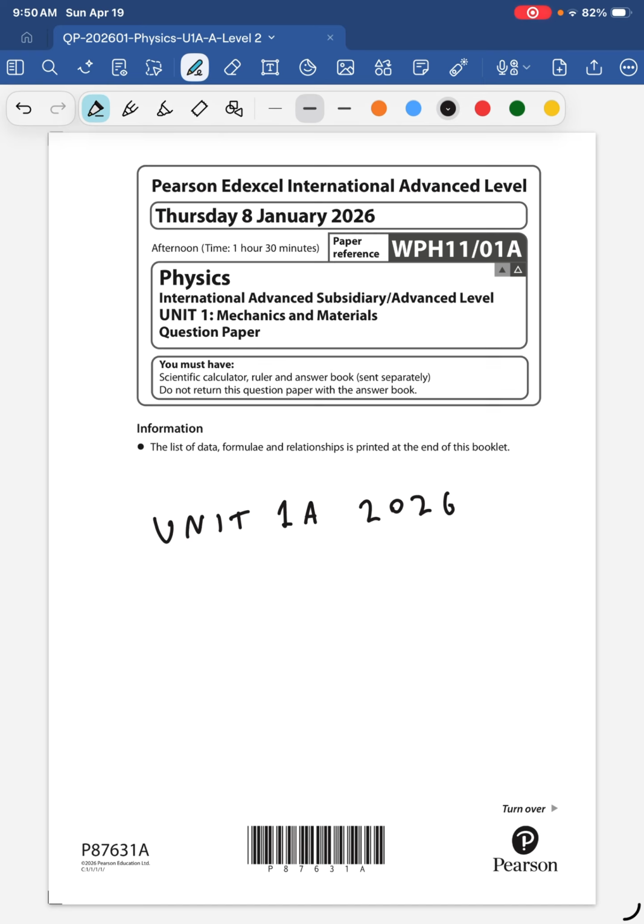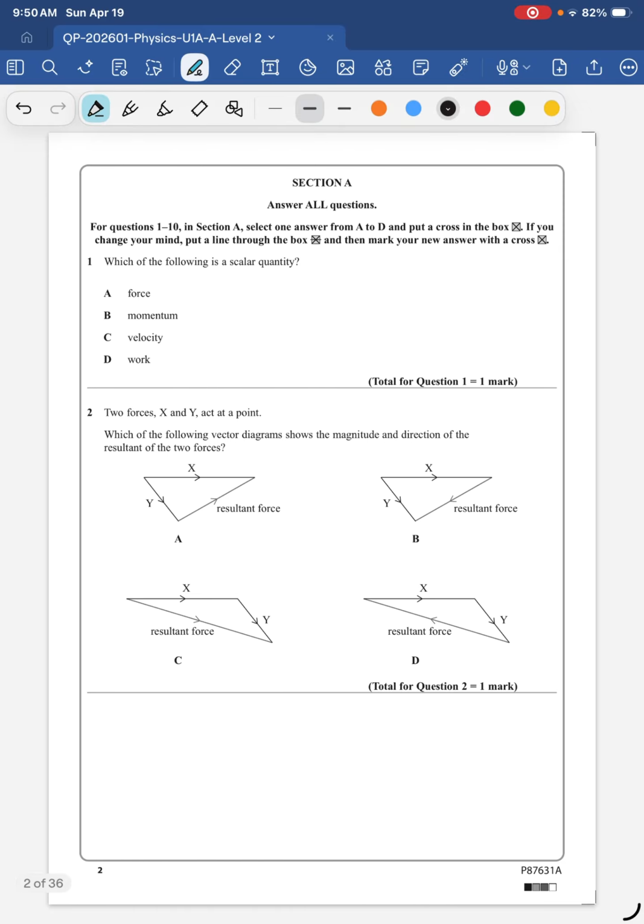Recently, I also uploaded Unit 1 from 2026. This is why I am specifying that this is a different paper. And okay, without further ado, as they say, let's dive in.